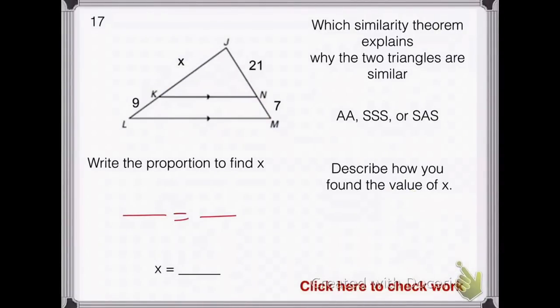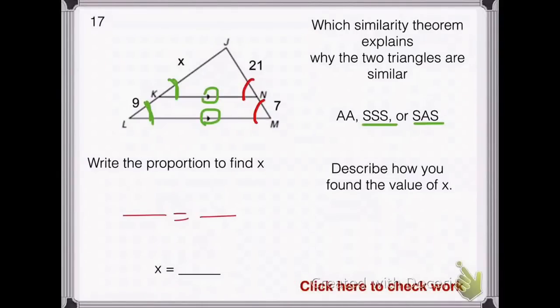So I want you to do this one. Again, which similarity theorem explains why the two triangles are similar? I don't have enough information about sides to use side, side, side, or side, angle, side. I do have the arrows, so I can identify my corresponding angles. The angles on the left and the angles on the right are congruent because they're corresponding. So I want you to set up your proportion and solve.